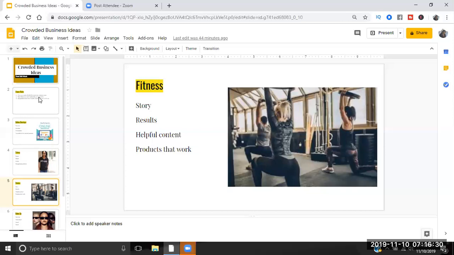What you want to do with your story is resonate with somebody else. And then you want to have results, right? There's nothing like a before and after picture with the fitness journey, and you're the director of the fitness journey. You want to be putting out helpful content that can be tips, tricks, meals, recipes.